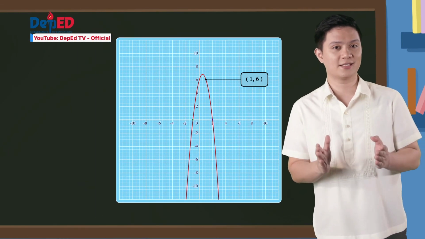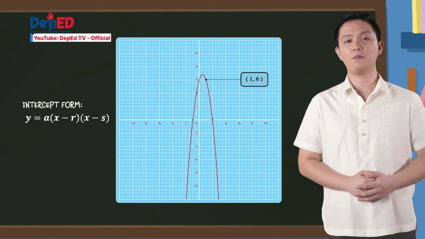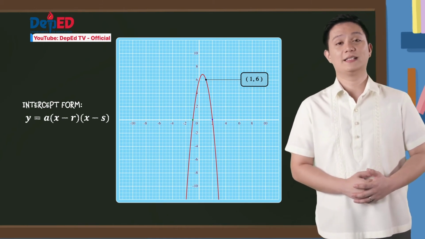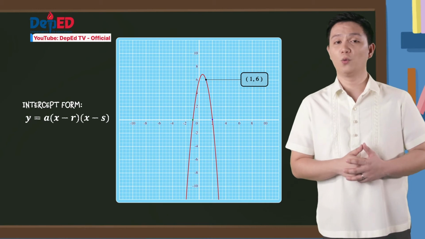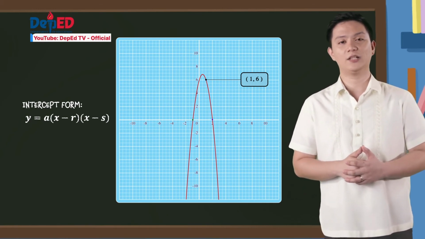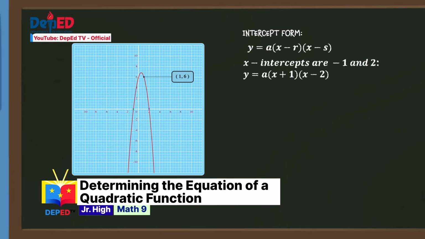We substitute these in the intercept form. y equals a times the binomial x minus r times the binomial x minus s, where a is the leading coefficient and r and s are the x-intercepts. Plugging in the x-intercepts negative 1 and 2, we have the equation y equals a times the binomial x plus 1 times the binomial x minus 2. The ordered pair (1, 6) means when x equals 1, y is equal to 6.